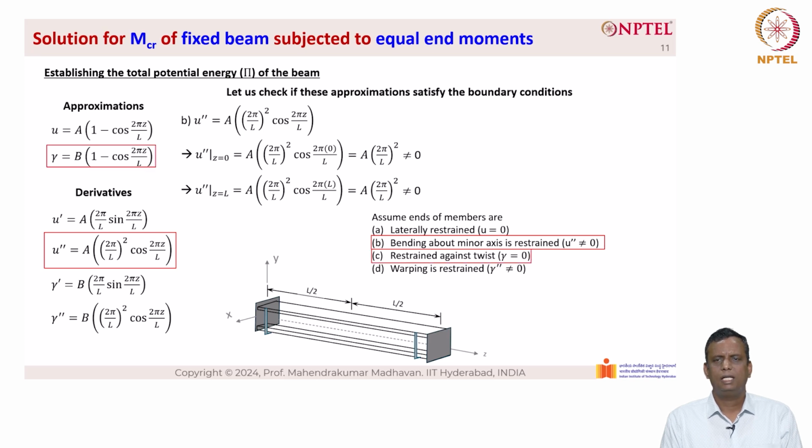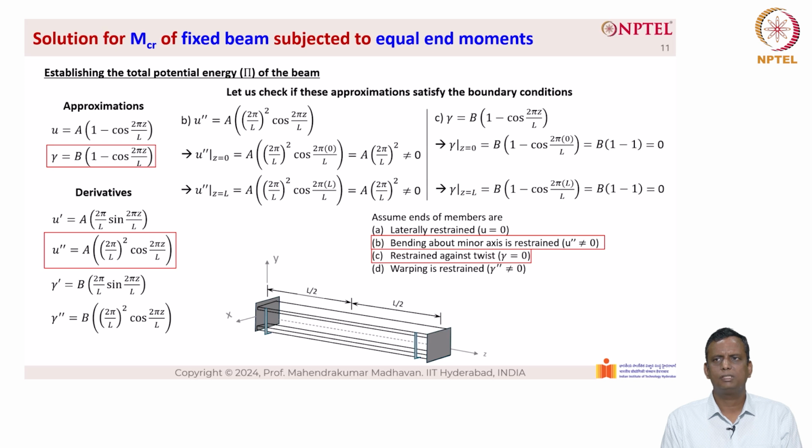Now let's look at the third boundary condition, which is restrained against twist, which is gamma equal to 0. So gamma equal to B into (1 minus cos 2 pi z by L). Gamma at z equal to 0 equal to B into (1 minus cos 0), which means B into (1 minus 1), which is equal to 0. And gamma at z equal to L equal to B into (1 minus cos 2 pi L by L), which is also equal to B into (1 minus 1), which is equal to 0. Now the third boundary condition is also satisfied.